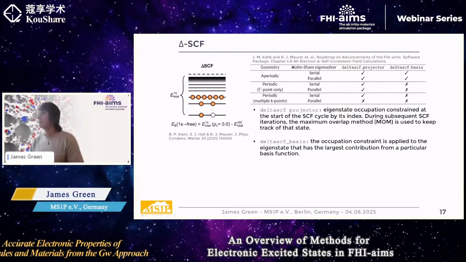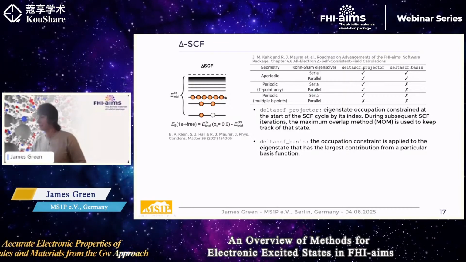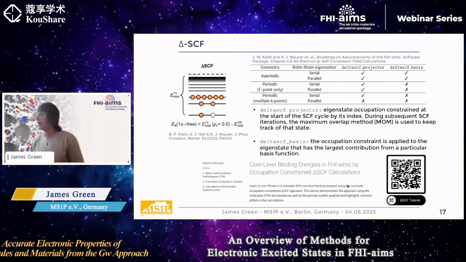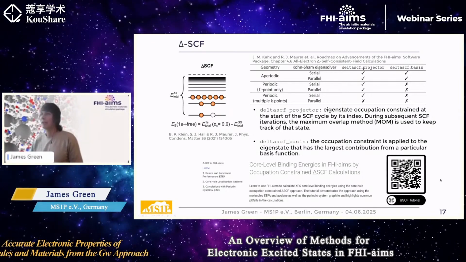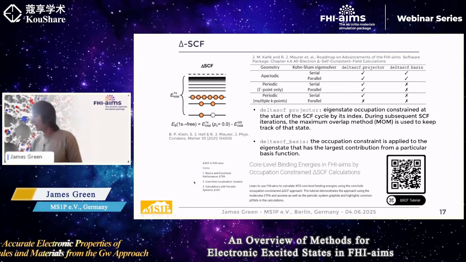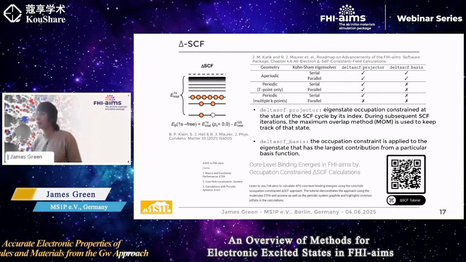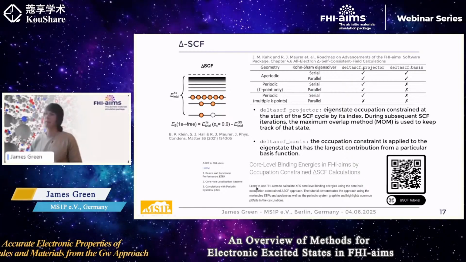And this is mainly implementation work from Reinhard Maurer's group, as well as Matthias Kick. And there is also a tutorial for delta SCF available. And this shows how to use the method with both molecular and periodic calculations to simulate X-ray photoelectron spectroscopy.